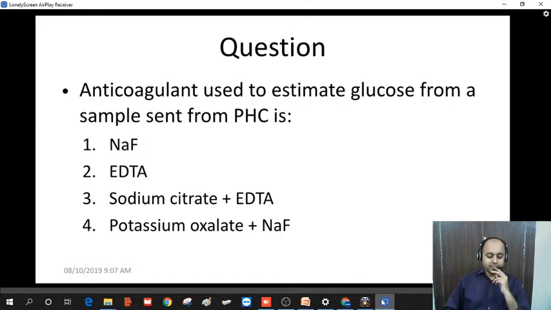Sodium fluoride is the most common wrong answer. Please note, sodium fluoride alone is not correct. I told you sodium fluoride must be mixed with a strong anticoagulant. We have written this either potassium oxalate or sodium potassium EDTA in the gray vial that we have currently in the hospitals, the Vacutainer. We have the sodium potassium EDTA plus sodium fluoride. So the correct answer is option 4, not option 1. Option 1 is the most common wrong answer.